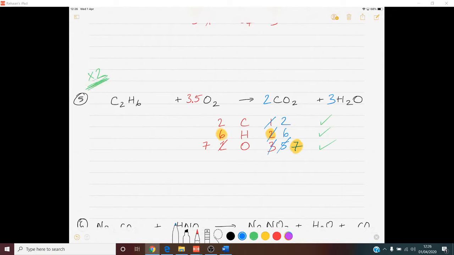If we do that, we end up with 2C2H6, 7 oxygens, 4 carbon dioxides, and 6 H2Os. And you could double check the math to make sure it adds up, and it does add up.